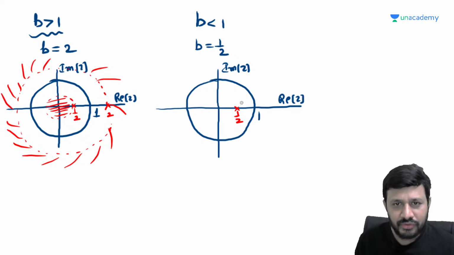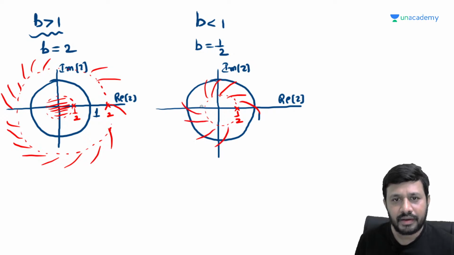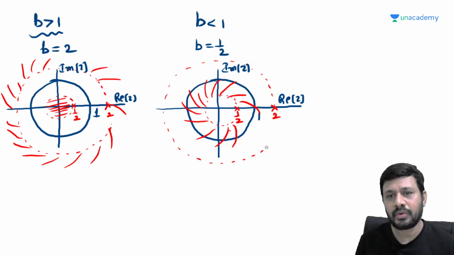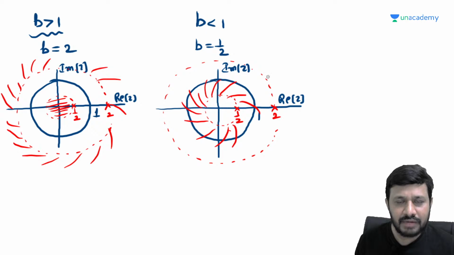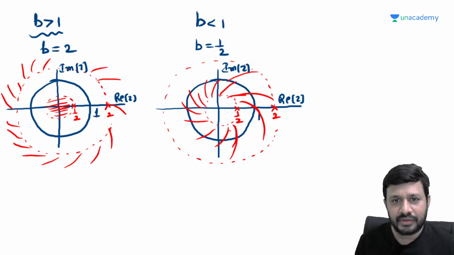Dotted circle along the pole 1 by 2, from which ROC is outside it. Okay, fine. And where is the other pole located? Other pole is located at 1 by B, which means 2. Along the pole 2, draw a dotted circle, from which ROC is inside it. Now there is a common ROC.